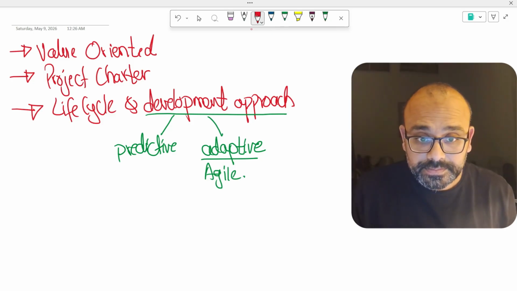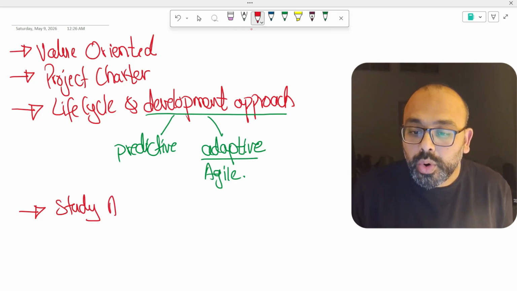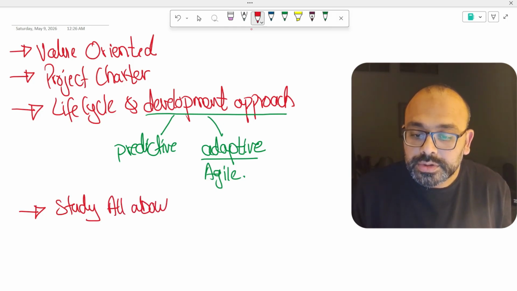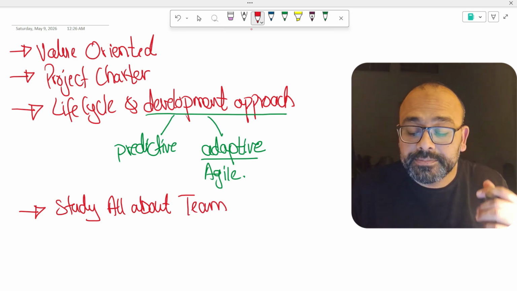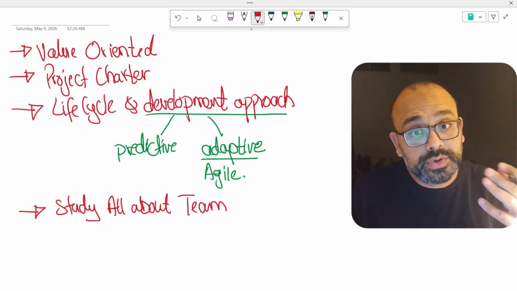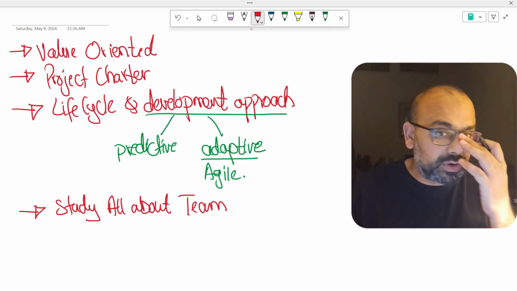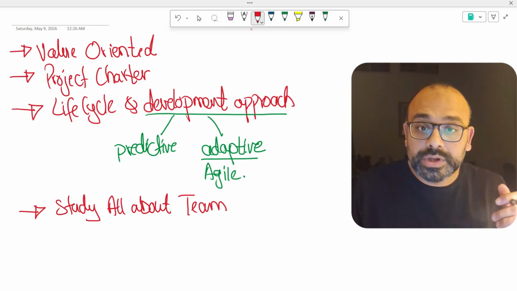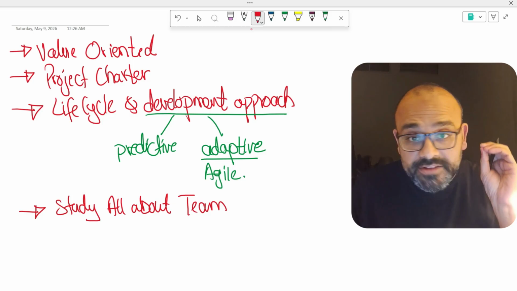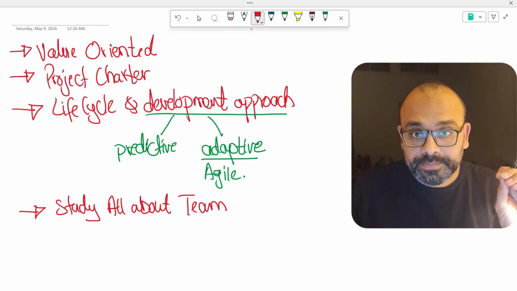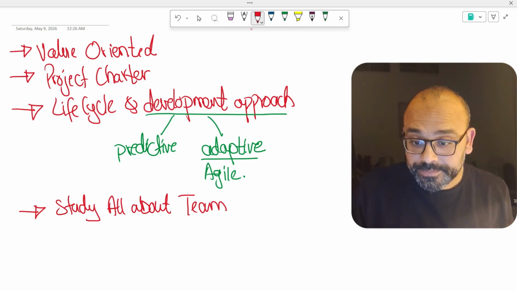Then you must study all about team. How to create a team, how to manage the team, how to develop the team, what are the training requirements, what is the purpose of team charter, what is the purpose of RACI chart. Should know everything about the team, right? So that's your fourth point.